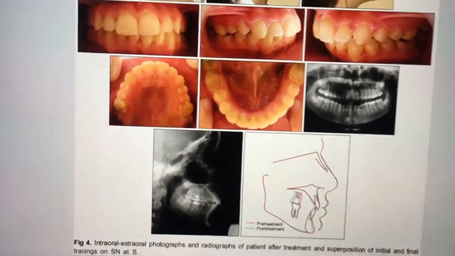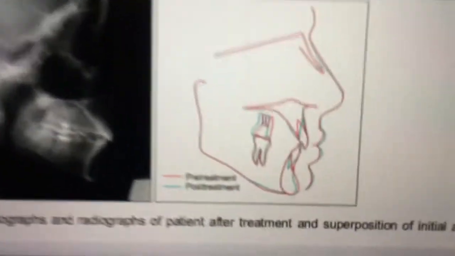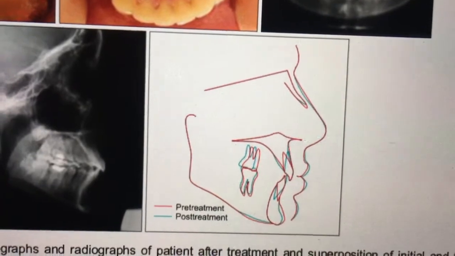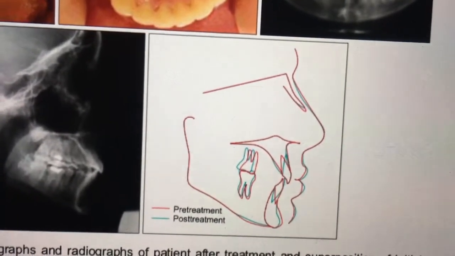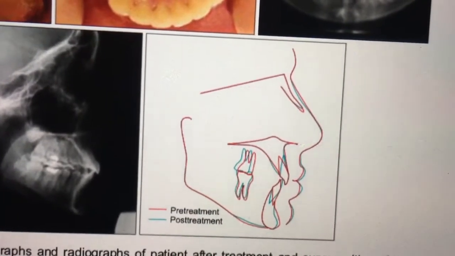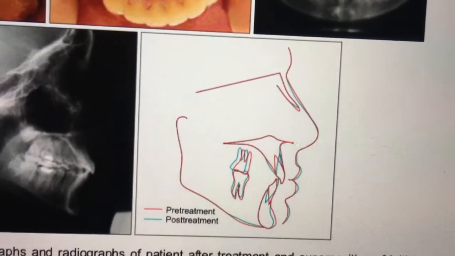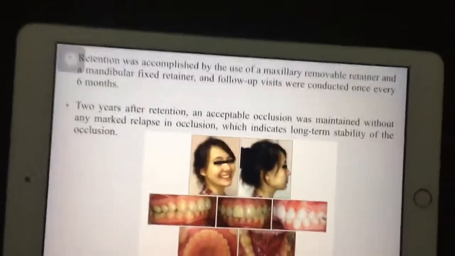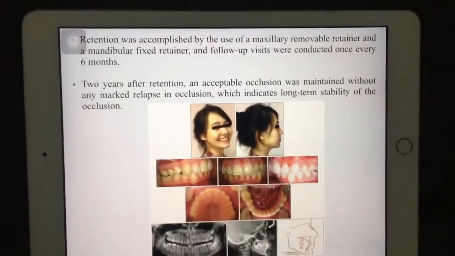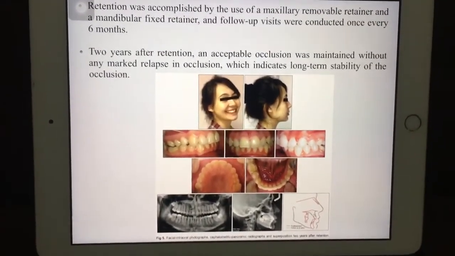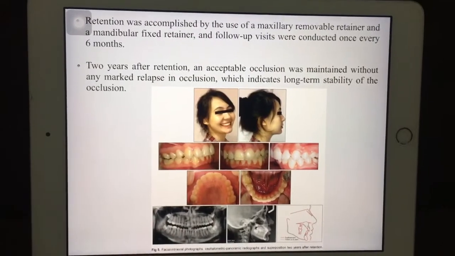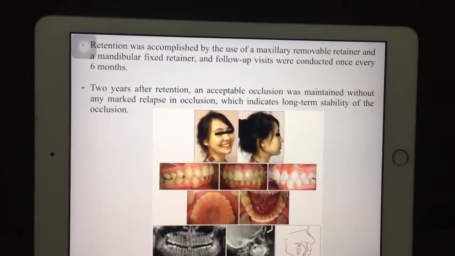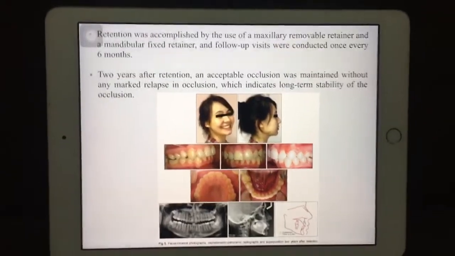So here, it was removed na. So somehow nag-improve na, right? And here, let's take a look. So yung red is yung pre-treatment, and the blue lines are the post-treatment. So, di ba, kitang-kita nag-distalize yung molar. So, retention was accomplished by the use of a maxillary removable retainer and a mandibular fixed retainer. And follow-up visits were conducted once every 6 months.